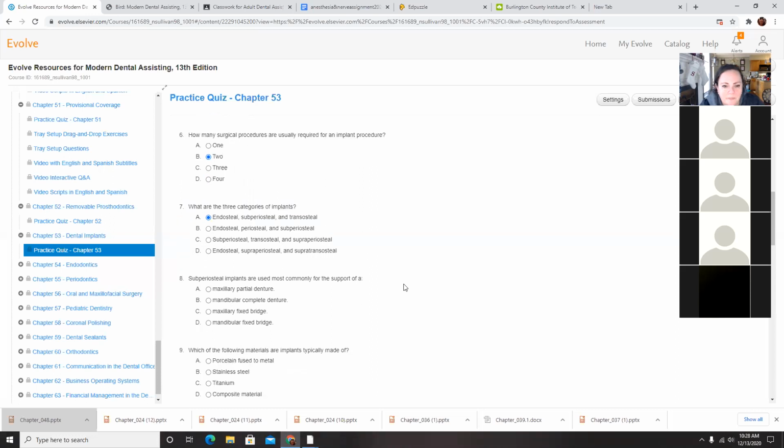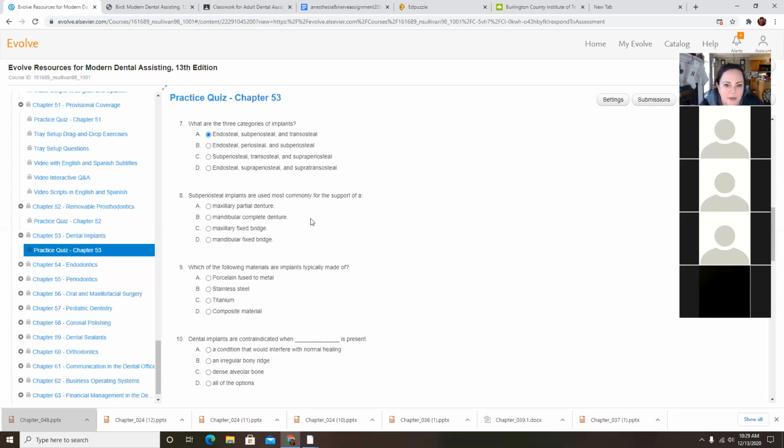Okay. So it's endosteal, subperiosteal, and transosteal. Endosteal is osseointegrated implants, the most common type. The implant is surgically placed in the jawbone. A subperiosteal implant is a metal frame that is placed under the periosteum and on top of the bone. And a transosteal implant is inserted through the inferior border of the mandible and into the edentulous area. Okay, so those are the three types of implants.